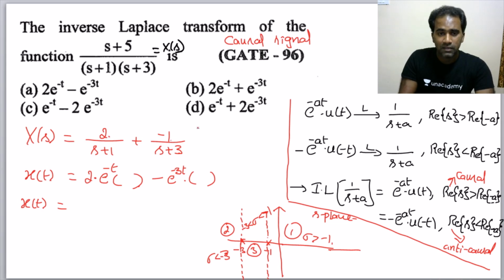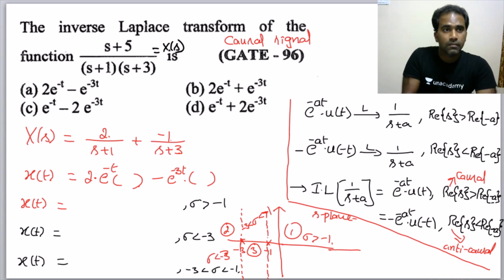But anyway, let us do the problem in a general way. So there are three answers here, because for three different ROCs, there will be three answers. The first answer will be for the first ROC, sigma greater than minus 1. The second answer will be for the second ROC, which is sigma less than minus 3. The third answer will be for the third ROC, which is minus 3 less than sigma less than minus 1. Right. First, let me copy the basic answer in all three cases.